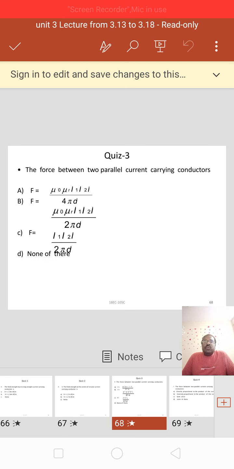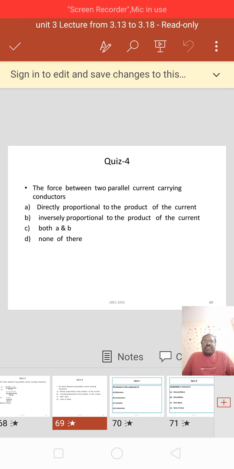Next, the force between two parallel current carrying conductors is: A, F equal to mu naught mu r I1 I2 into L by 4 pi d; B, F equal to mu naught mu r I1 I2 into L by 2 pi d; C, F equal to I1 I2 by 2 pi d; D, none of this. By viewing all these, choose the correct answer. We get that the force between two parallel current carrying conductors is F equal to mu naught mu r I1 I2 L by 2 pi d. B is the right answer.